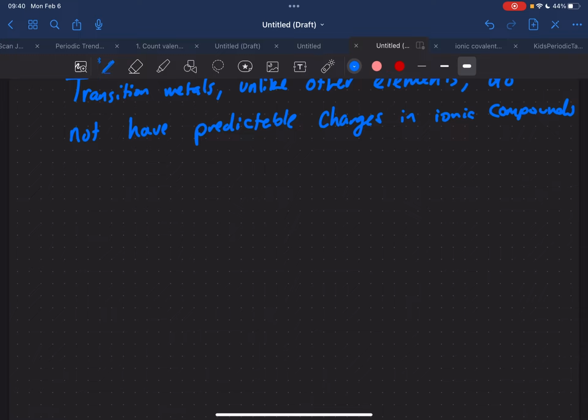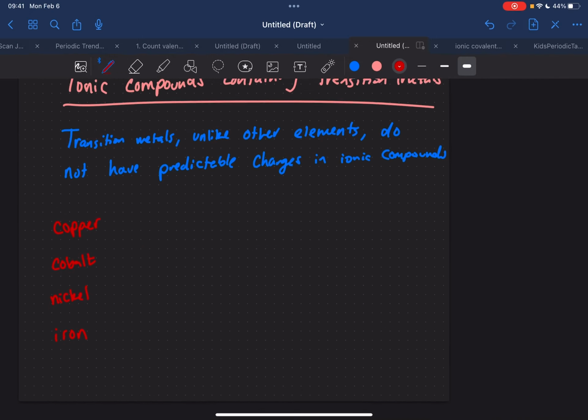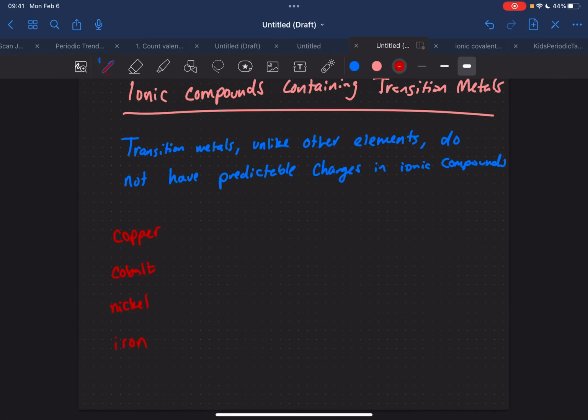So to figure out what the charges are on some of the transition metals, I'm going to ask you to draw this table. I want you to write this table like I have it. Copper, cobalt, nickel, and iron. It's just a handful. And we're going to see if we can figure out any patterns. Maybe there is a pattern and we just have to work really hard to see it, right?